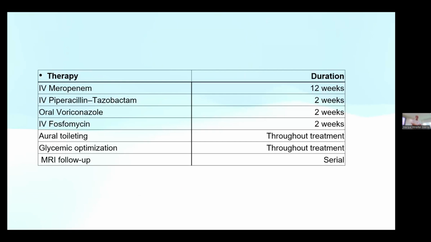Now see, he's received so many antibiotics. Initially meropenem, the pus culture was sensitive, then piperacillin-tazobactam, then on the second pus culture, they both became resistant. Then the only thing which was sensitive was fosfomycin, so he's been on fosfomycin now. Empirically started on voriconazole, because the nephrologist told the patient that it can be fungus. So we said, okay, we will agree to that. He's being given voriconazole also. Oral toileting, glycemic optimization, serial MRI follow-up was being done.